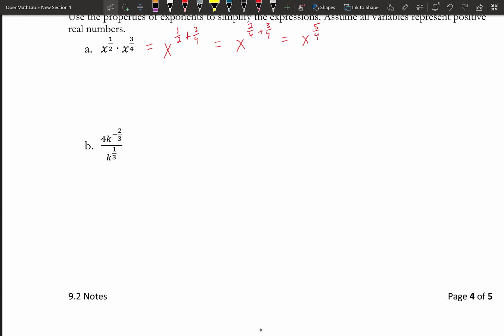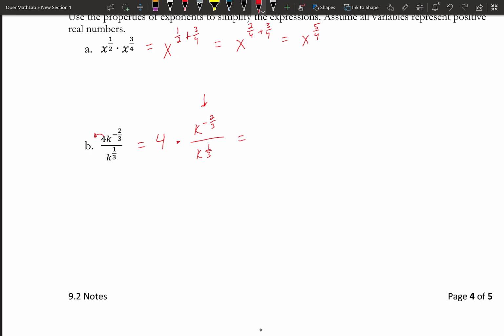Right, so the next one, first thing I would probably do is rewrite this as 4 times k to the negative 2/3 over k to the 1/3. I think that might be helpful so we can simplify this part. I'm just pulling this 4 out, making the factor be out in front instead of in the numerator. But those are equivalent. If I put this over 1 and multiply straight across, I would get back to what I started with. So that works out.